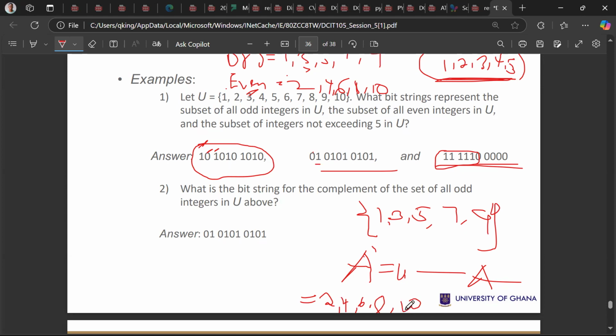Now we are going to convert this. We are going to look at the universal set and use it to compare, and then we convert it into the bit string, the zeros and ones. So in the universal set, we have 1 here, but we don't have 1 in the A complement. This is A complement.